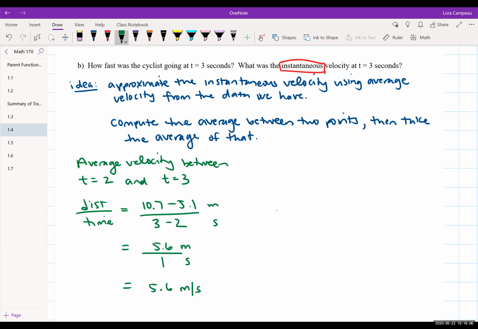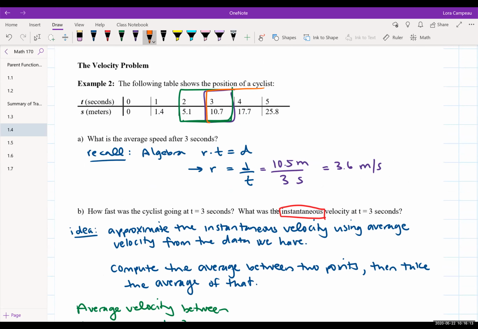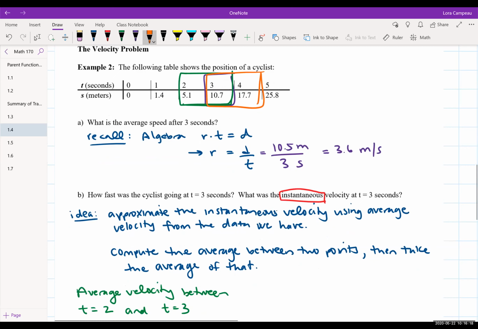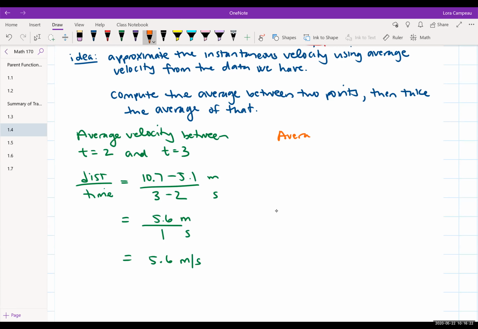So we'll do the same thing. I'll pick orange on this one. I'm going to do this to the other point next to 3. So I'm looking at 3, 10.7, and 4, 17.7. So I'm going to take the average velocity between t equals 3 and t equals 4. So we're going to do the same thing. We're going to have our distance over time.